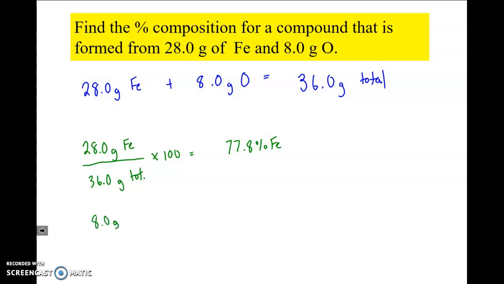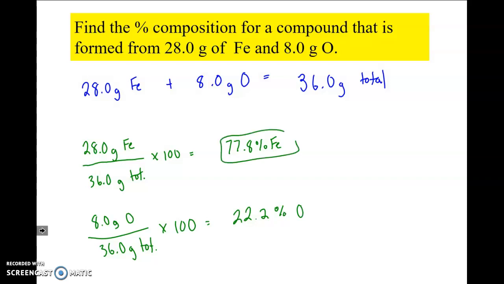8.0 grams of oxygen divided by total 36.0 grams, tot for total, times 100, 22.2%, which should add up just to or on exactly 100. In this case it does. These are my 2 answers. This is the percent composition for iron and oxygen.